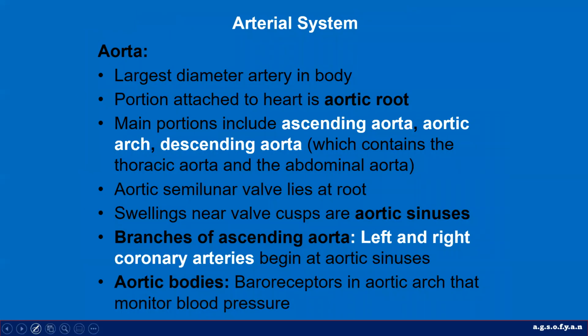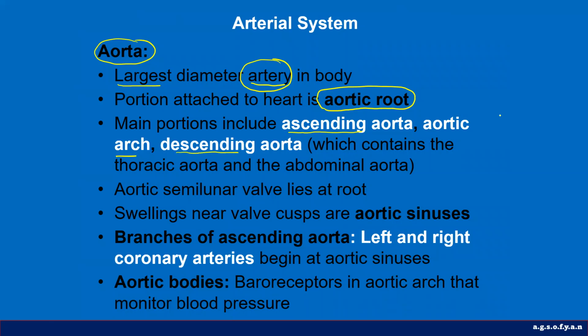Now we're gonna focus on the aorta. Again, this is the largest, okay? This is the largest blood vessel or the largest artery, because this carries blood from the heart. Therefore, this is a type of artery. So this is the largest artery in our body. And the portion of this aorta called the aortic root will be attached to the heart. It will be divided into 3 main portions, which is the ascending, the arch, and also the descending aorta.